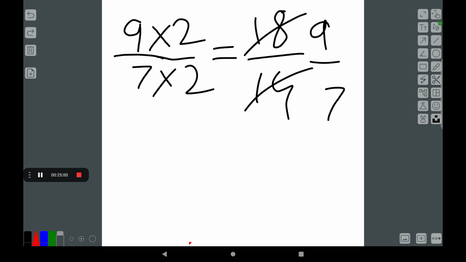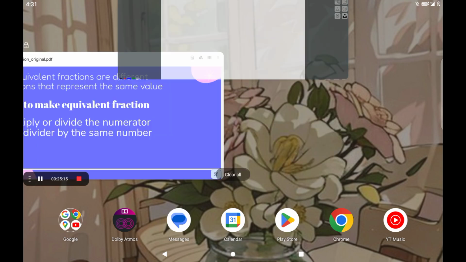So what is the answer? The answer is 18 upon 14, and we do not have to simplify it, because if we simplify it, it will come back to its original form. So that is all for today.